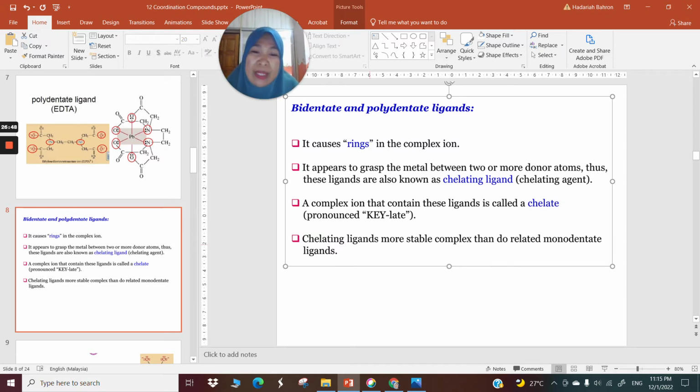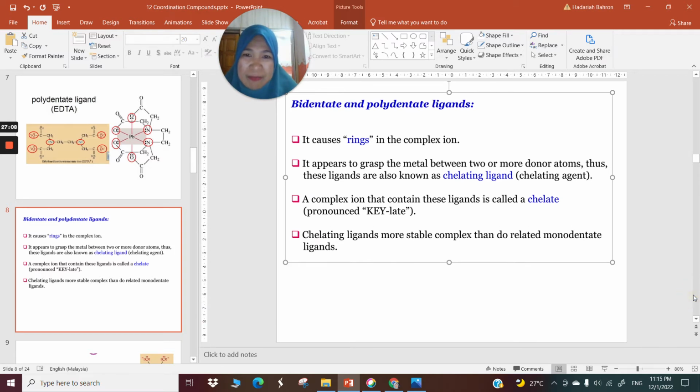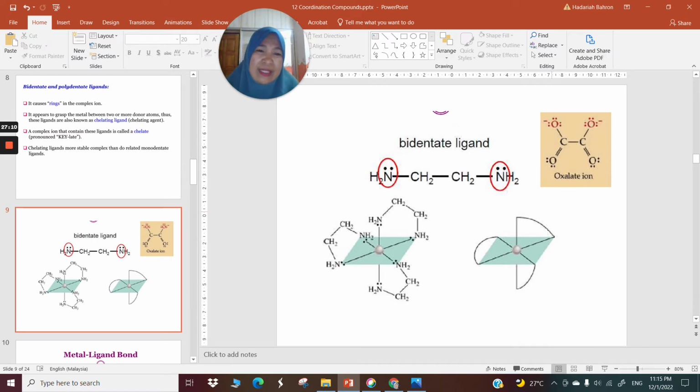And when you compare the stability of a chelate ligand and a monodentate ligand, you will definitely see, we will go through this in a few more lectures from now, that chelate compounds are more stable than monodentate compounds. So bidentate is like this.